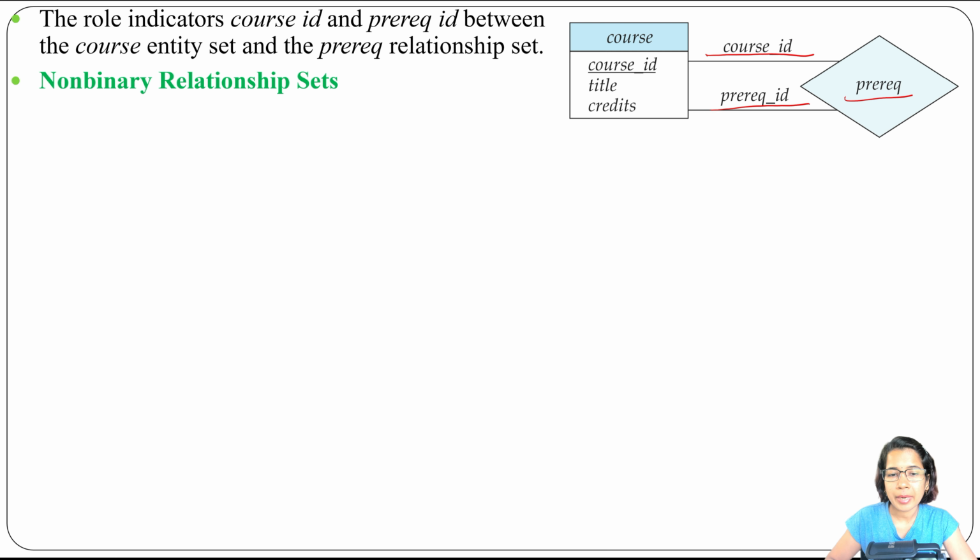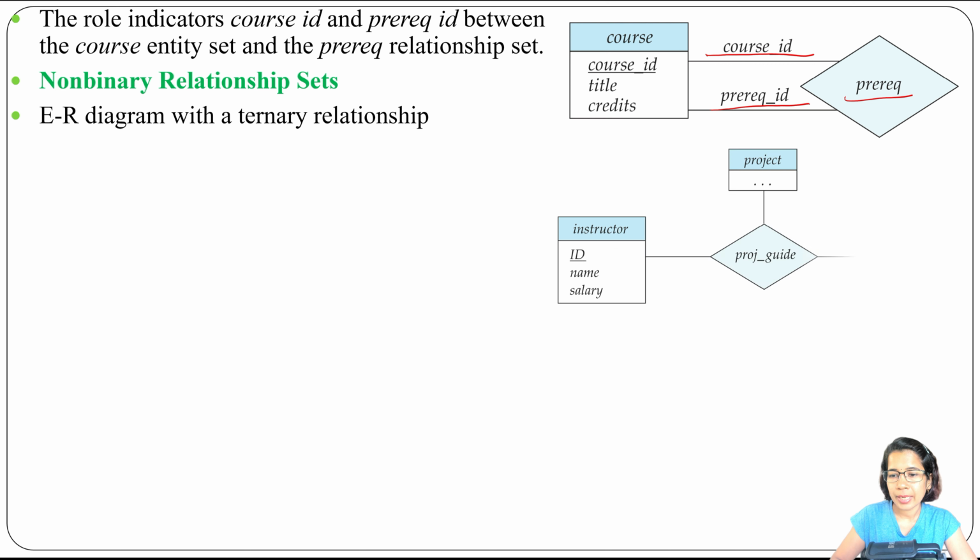Next is non-binary relationship set. Till now we discussed just binary sets. Binary set means two entity sets are related with a relationship. We can also represent non-binary, which means we can represent more entity sets which are related with a relationship. For example, this is a ternary relationship. There are three entity sets: instructor, student and project, which are related with project guide. In such a way, we can represent 4, 5, 6.